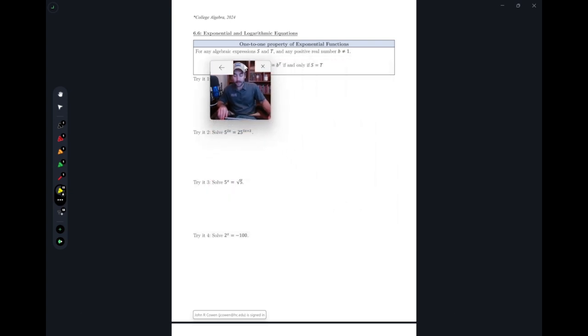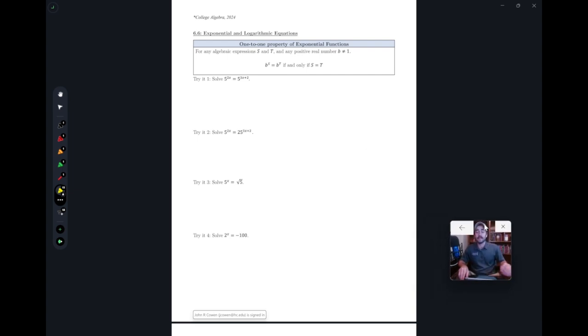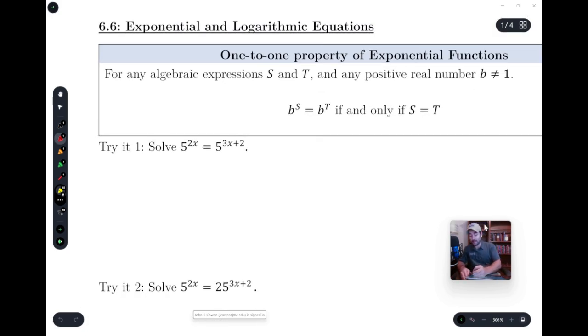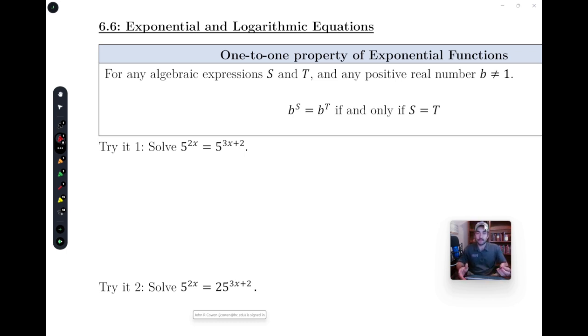Today we are going to be wrapping up everything about exponents and logs and how to solve equations with them. So the first and easiest, probably, property to apply is the one-to-one property of exponents, which says if your bases match, then you can set the exponents equal to one another. So let's jump right in.